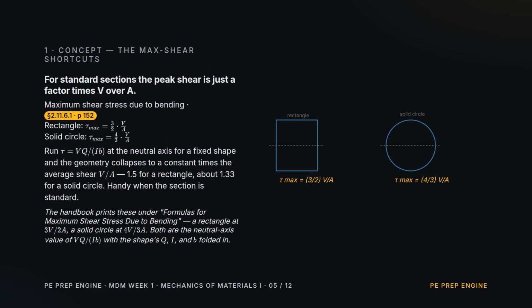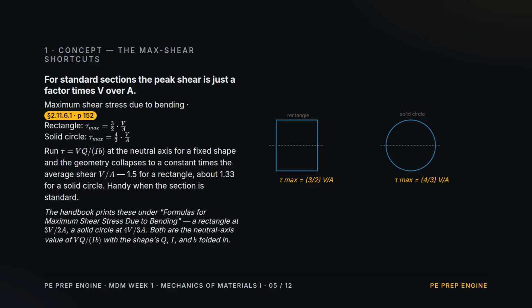Concept 3. The shortcuts. Evaluate VQ over IB at the neutral axis for a fixed shape, and all the geometry collapses into a single constant times the average shear, V over A. For a rectangle, the peak is 3/2 the average. For a solid circle, it is 4/3. The handbook tabulates these directly, so when the section is a standard rectangle or round, you can skip straight to the factor.